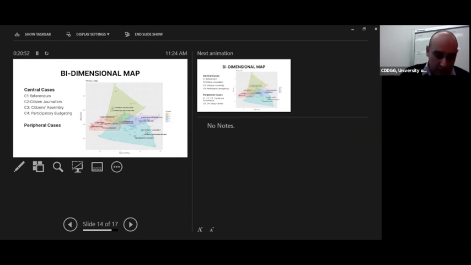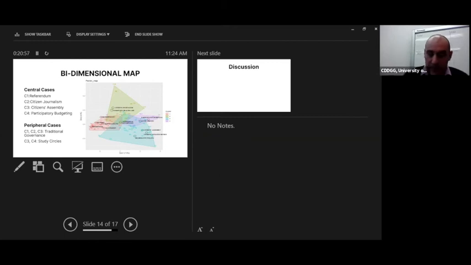So actually, I should do this. We can also distinguish peripheral cases. The peripheral cases in this case are in the center of the graph, in all the overlapping area. So we find that, for example, what Participedia defined as traditional governance. Obviously, I would say this form of participation deeply varies across contexts. However, in this case, it overlaps with the conventional deliberative cluster, the mass participatory cluster, and the collaborative participatory cluster. So it overlaps with 3 different clusters.